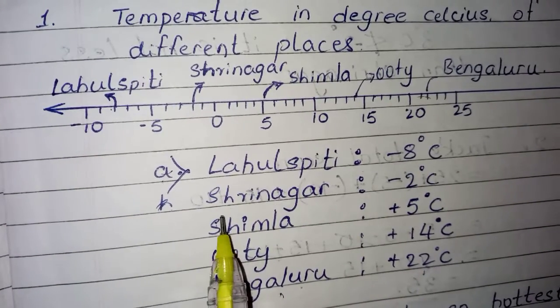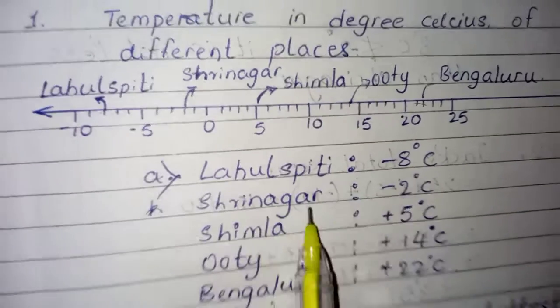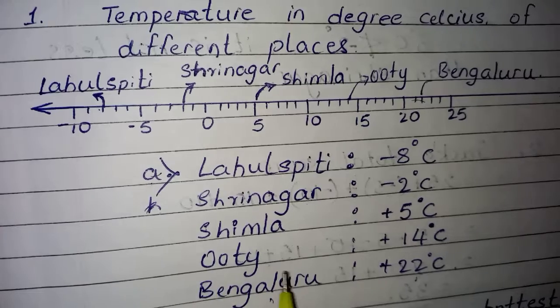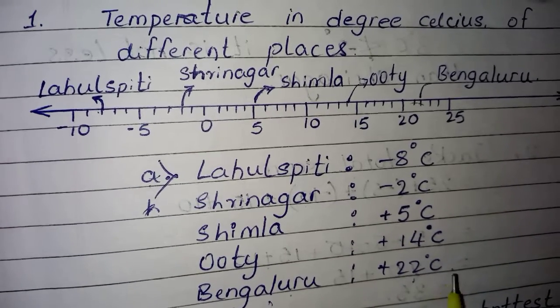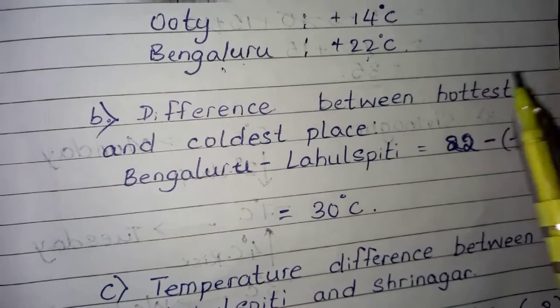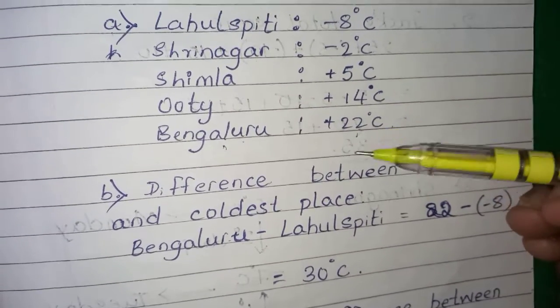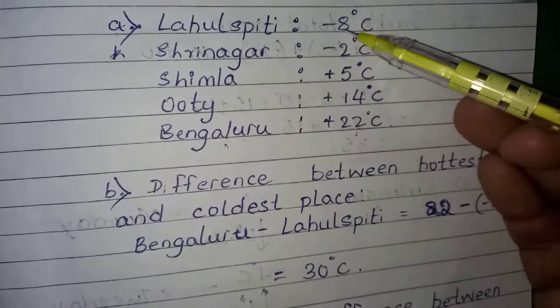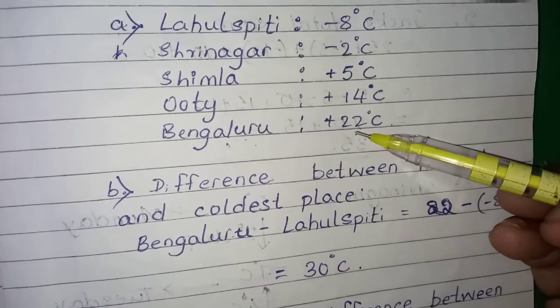Lahul Spiti minus 8 degrees centigrade or Celsius, Srinagar minus 2 degrees Celsius, Shimla plus 5, Ooty 14 degrees and Bengaluru 22 degrees. Now question B is the difference between the hottest and coldest place. With the list above, the coldest place is Lahul Spiti at minus 8 degrees and the hottest place is 22 degrees centigrade.